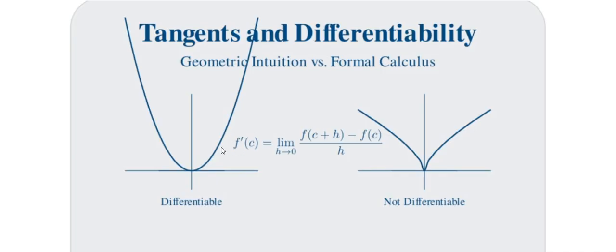On the right side, if you work out the ratio f of C plus H minus f of C divided by C plus H minus C, that is H, as H tends to 0, we can get the rate at that particular point. That is called the derivative if it is equal to the right hand derivative and left hand derivative, because we should get a unique value. If you get two values per unit change in the input, it cannot be considered; there should be one.